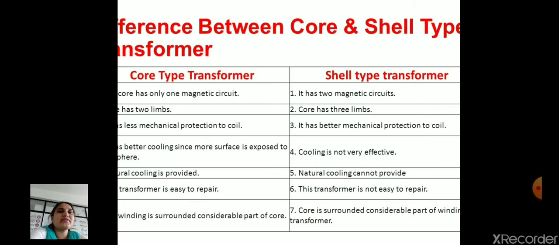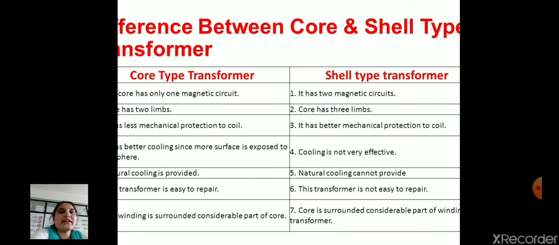So what is the difference between core and shell type of transformer? As we see in these two transformers, in core type, the core has only one magnetic circuit. It has a single magnetic circuit, right? And the shell type has a double magnetic circuit. Now, core type has two limbs, and shell type has three limbs, two outer limbs and one central limb.